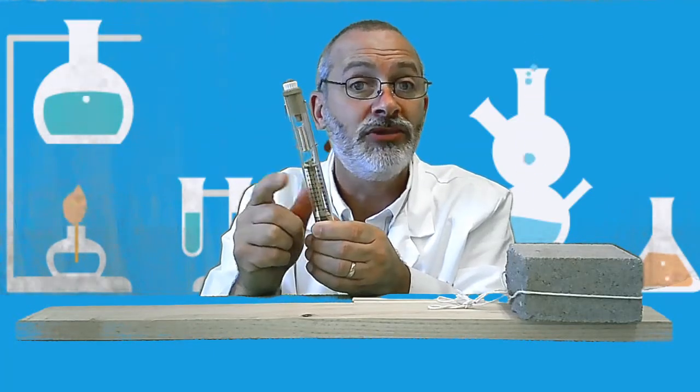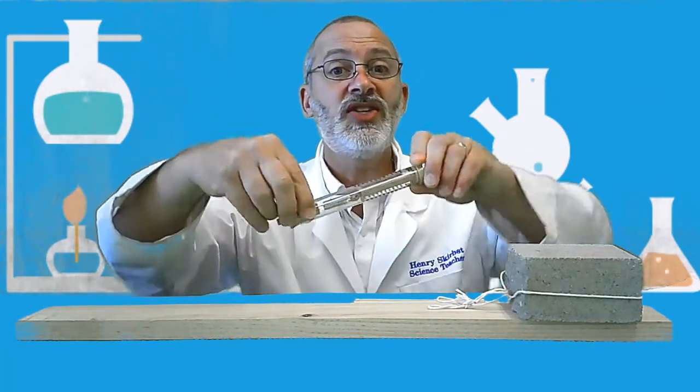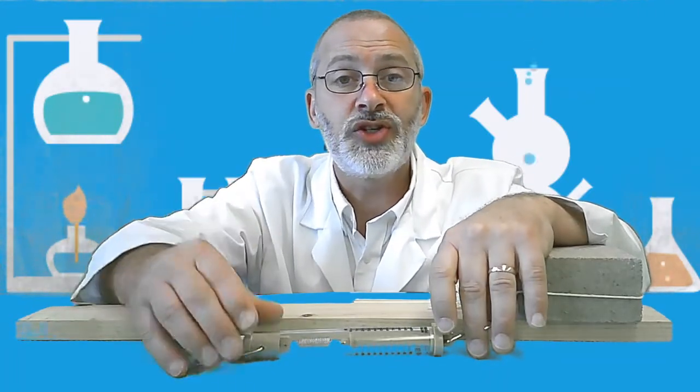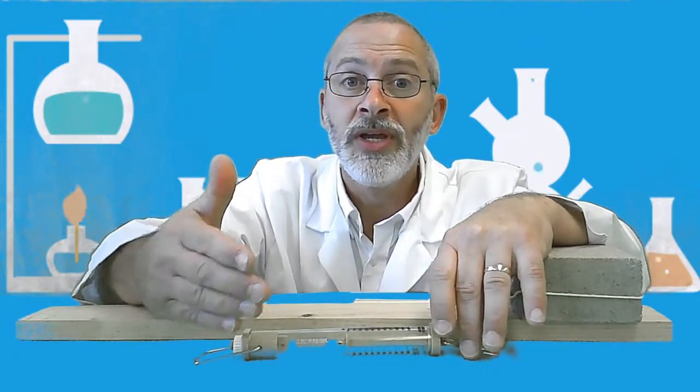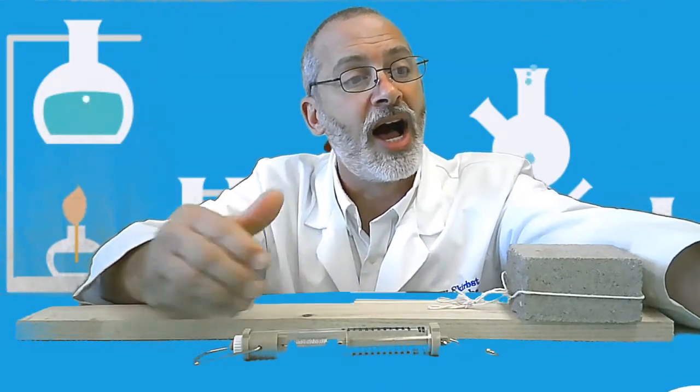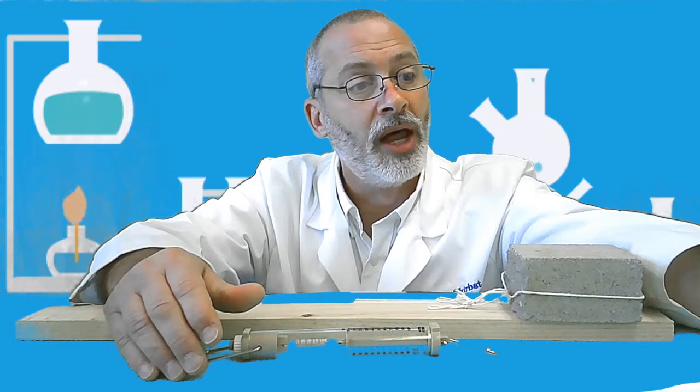So take a moment and jot that down. Took 6 newtons, 6 capital N, 6 newtons of force in order to pull this brick from one side to another.